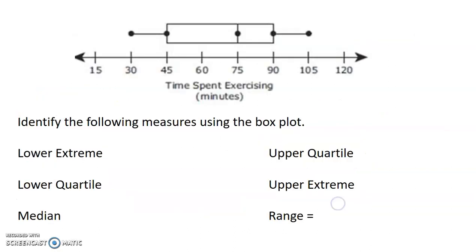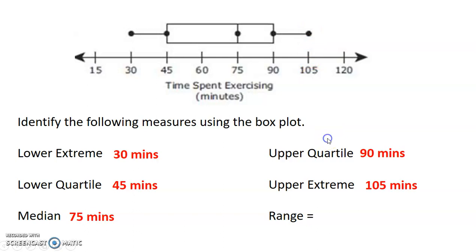So let's look at one more box plot. Here is time spent exercising for some students. Now be very careful on this one because the number line is not the beginning of the box plot. The beginning of the box plot starts at 30. So our lower extreme is 30 minutes. Our lower quartile, the start of the box here, lines up with 45. The median, the line in the box, is at 75. The upper quartile, the end of the box, lines up with 90. The upper extreme, just the end of the whisker, is 105 minutes.